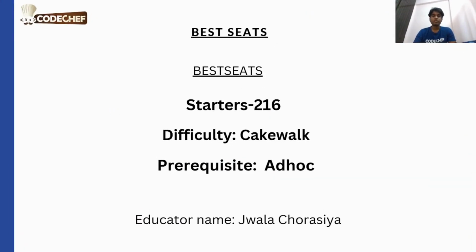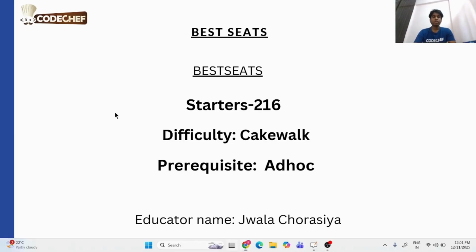Myself Jwala Choras, and today we are going to solve the problem which came in Starters 216. The name of the problem is Best Seats and the problem code is Best Seats. The difficulty rating of the problem is Cakewalk and the prerequisite is an array. Let's start by reading the problem statement.